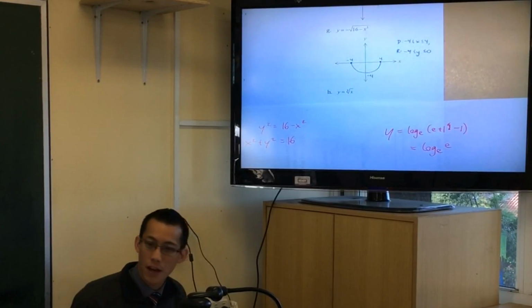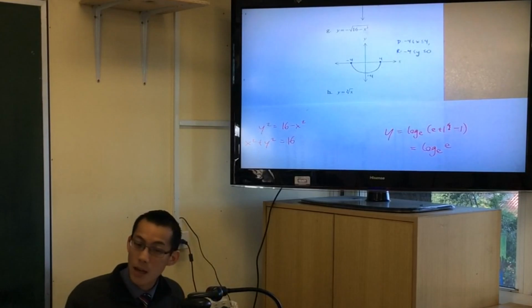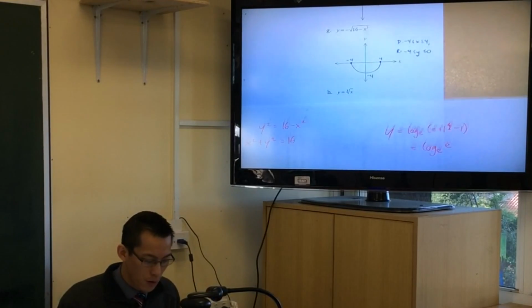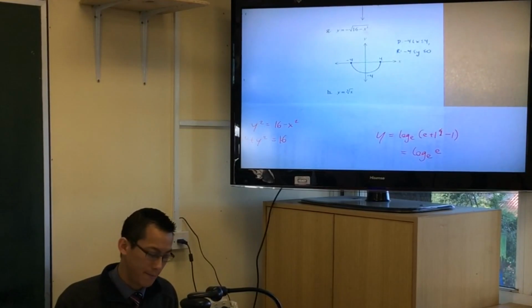You should have filled circles at the ends because you can be equal to x equals 4 and negative 4, because taking the square root of 0 is fine.